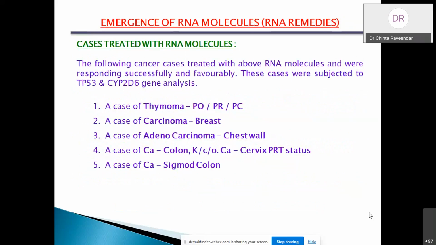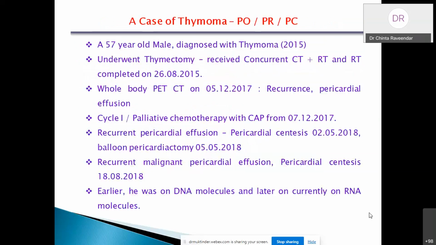And then I will not go very deeply into this. A few of the cases treated, I will not share much detail, but we have treated a case of thymoma, post-operative, post-recurrence since 2015. There are hiccups, I will let you know later on. A case of breast carcinoma, adenocarcinoma, chest wall. These are all advanced cancer cases. And colon carcinoma, cervix, PRT status, and a sigmoid colon carcinoma. And actually, I will only share one case.